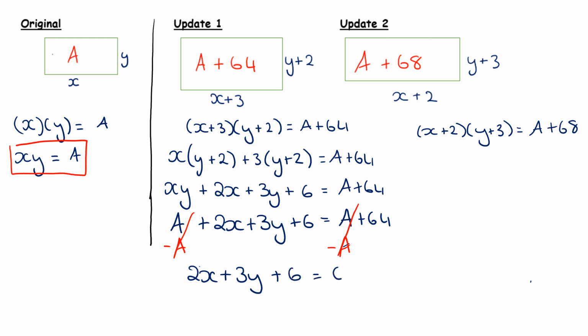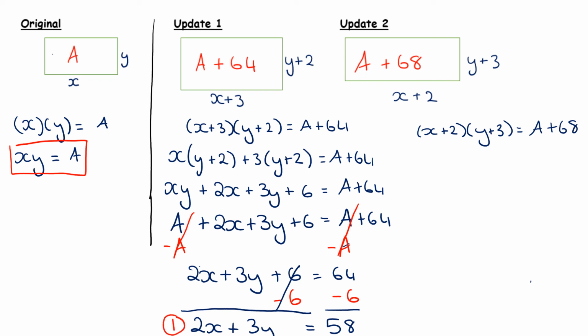Now, if we take away an A from both sides, we're left with a linear equation, 2x plus 3y plus 6 equals 64. I'm going to have two unknowns here, which means it's simultaneous equations, which means I'm going to bring the numbers over to the right-hand side. So you get 2x plus 3y, and that equals 58, and that is equation 1. Let's do the same thing for update 2.